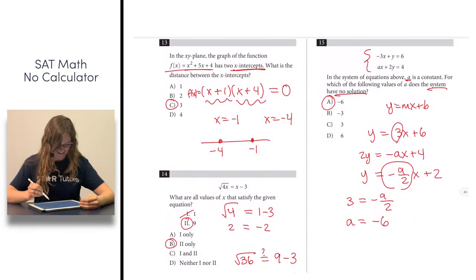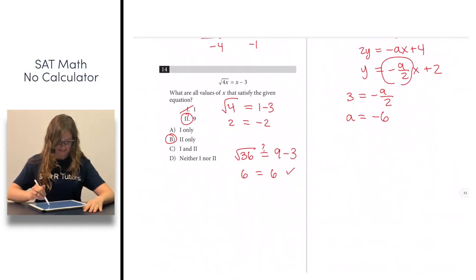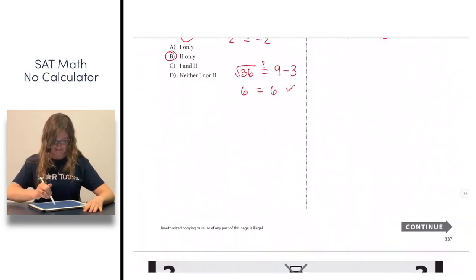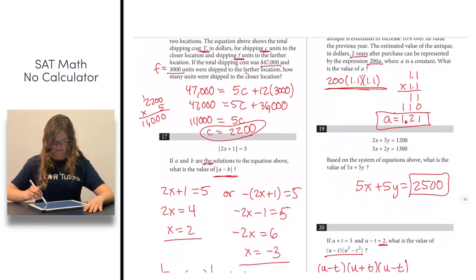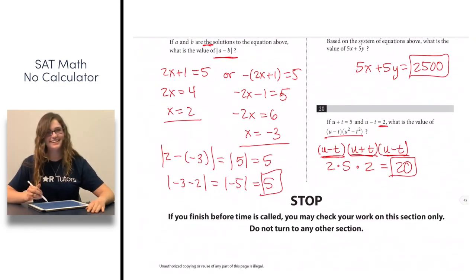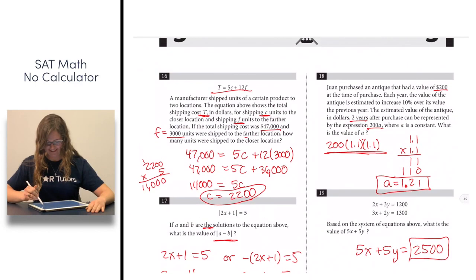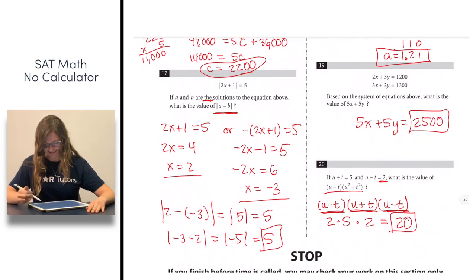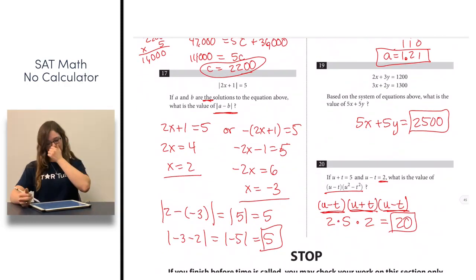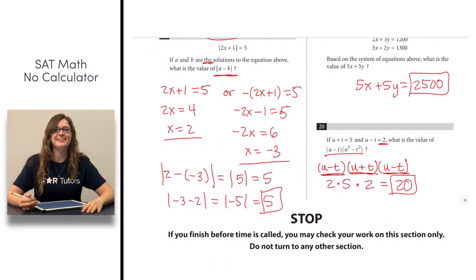13 is C. Yep. 14 is B. Yep. 15 is A. Mm-hmm. 16 is 2200. Yeah, I multiplied right. Woo. 17 is 5. Yep. 18 is 1.21. Oh, good thing I went back. Okay, yes. 19 is 2500. Mm-hmm. And 20 is 20. 20 is 20. That's a great way to end.